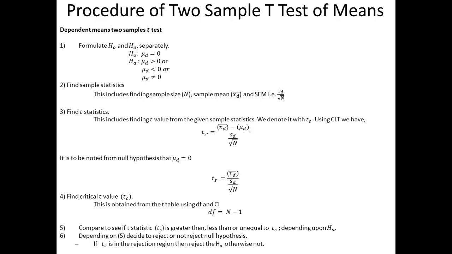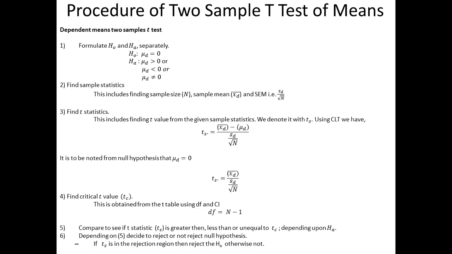Then the next step is finding the sample statistics. That means we need to find XD bar, the mean of the differences data set, the sample size n of the new differences data set, and the standard error of the mean, which is SD upon root n, where SD is the standard deviation of the new differences data set. Then the t statistic is given by XD bar minus mu d upon SD upon root n, and we know that mu d equals 0. So it shrinks down to XD bar upon SD upon root n, which is again the similar formula that we discussed in our previous slides, taken from the central limit theorem.